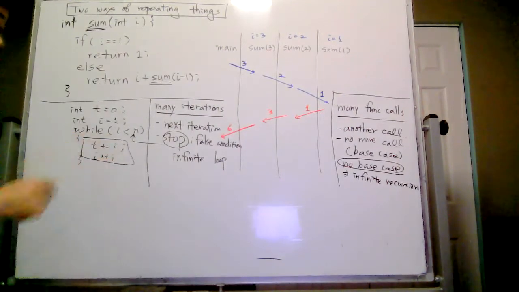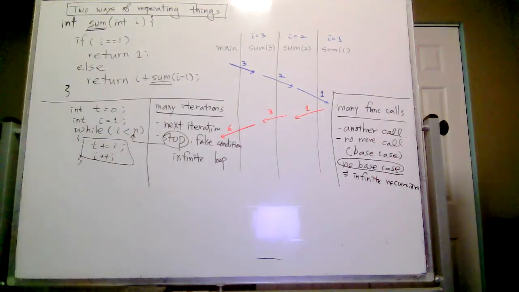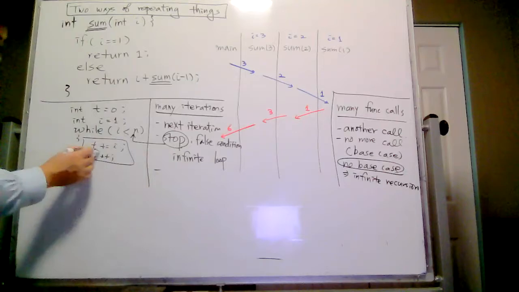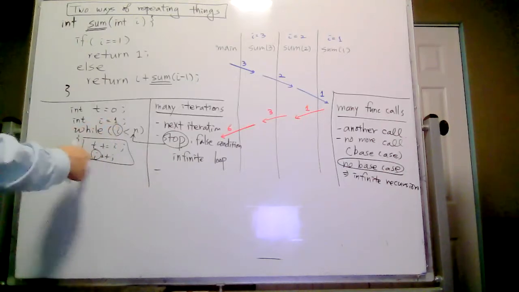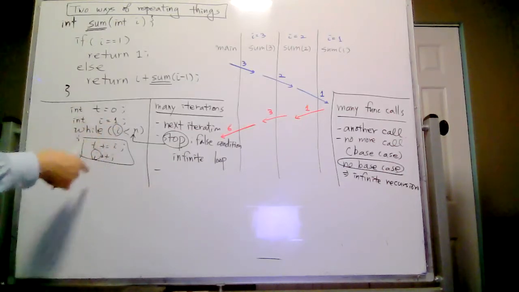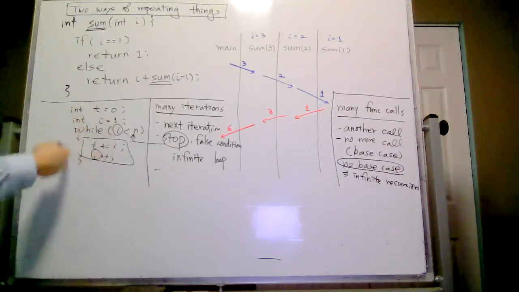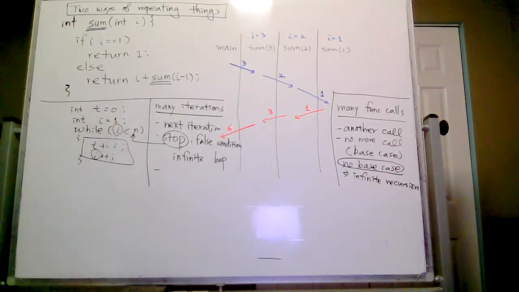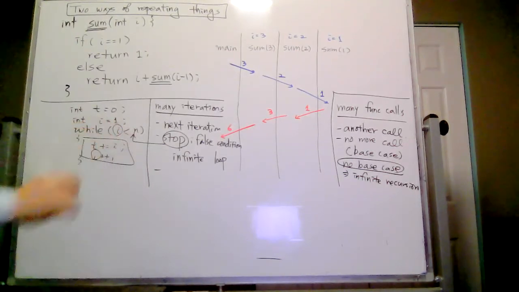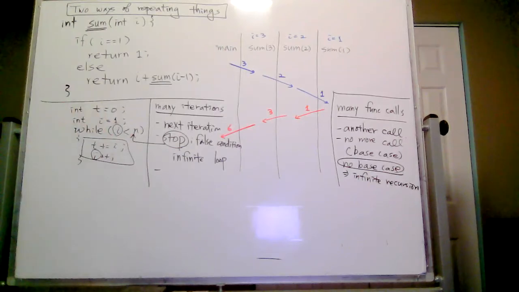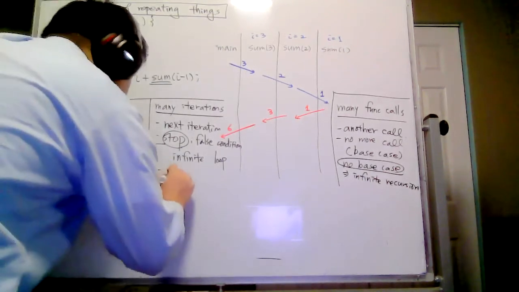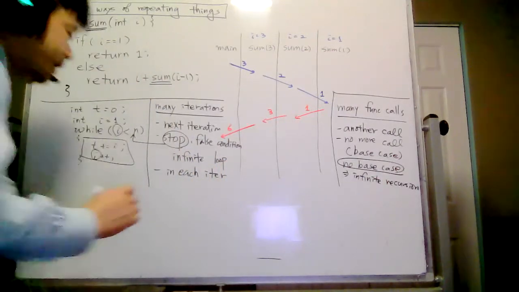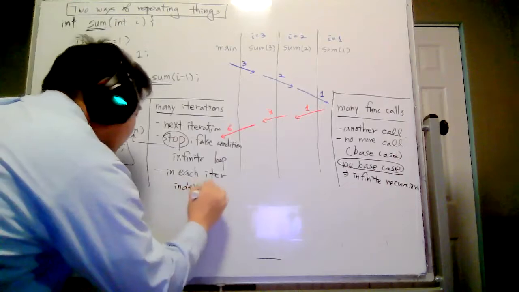Okay, now let's think about each iteration. So each iteration, if you see, what is different? In a sense, i is different, right? i is incremented. i is an integer and almost the same, but it's slightly different. In each iteration, you increment i so that eventually you reach the case where the condition is false, and then you stop the loop. Index, in a sense, i is different.